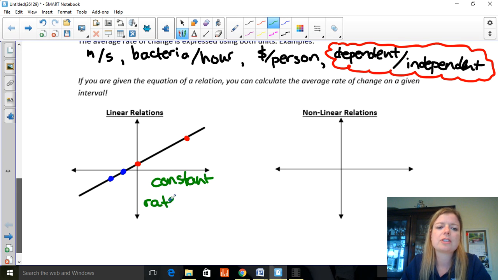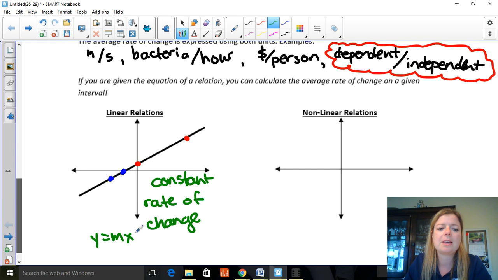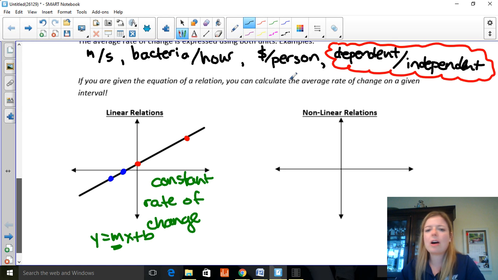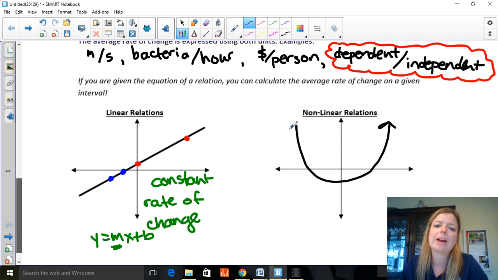So a linear relation has a constant rate of change, which means that it's the same no matter where you find it. So if you are given the equation y equals mx plus b, it's just the m value, right? It's just the slope of that line. However, if you have a nonlinear relation, so something like x squared or the sine curve or anything that's not linear, you're going to have what we call a variable rate of change.